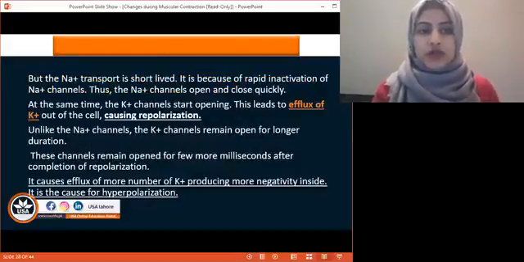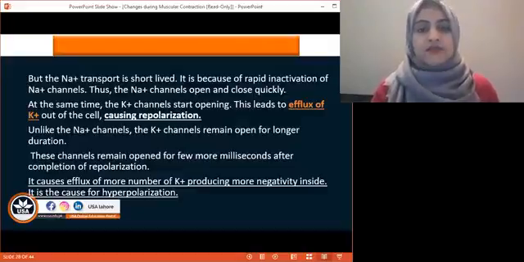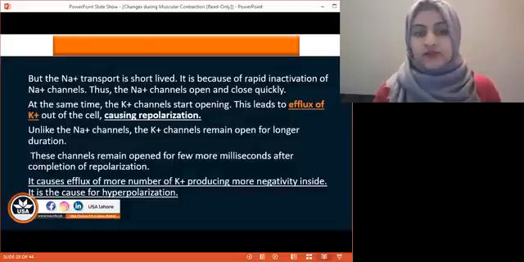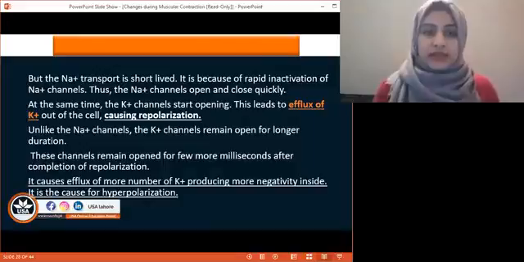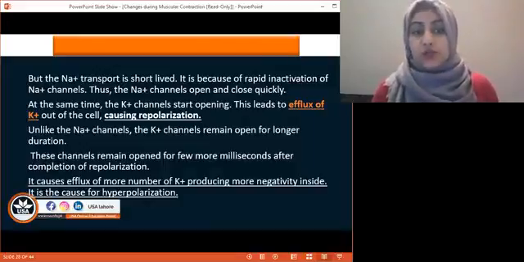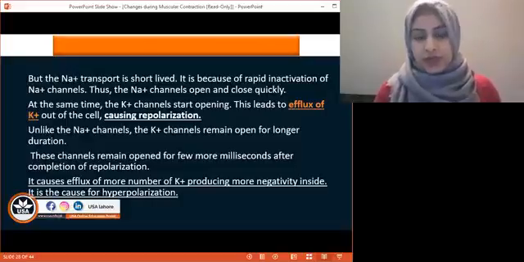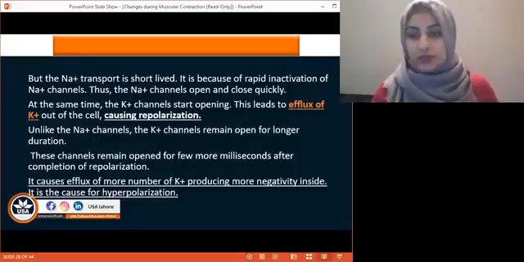But the sodium transport is short lived. It is because of the rapid inactivation of sodium channels. Thus, the sodium channels open and close quickly. At the same time, the potassium channels start opening, and this leads to efflux of potassium out of the cell, which is called repolarization. Unlike the sodium channels, the potassium channels remain open for a longer duration. These channels remain open for a few milliseconds after the completion of repolarization. It causes efflux of more potassium ions, producing more negativity inside, and it is the cause of hyperpolarization.